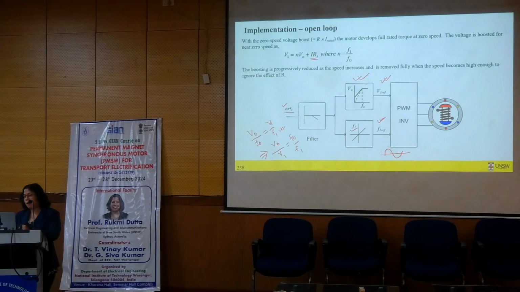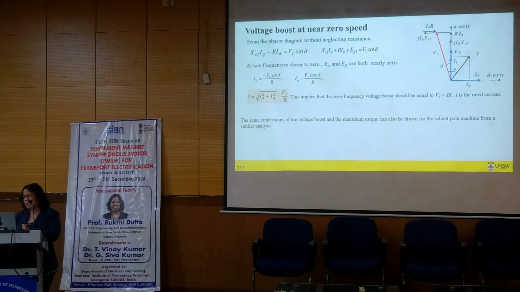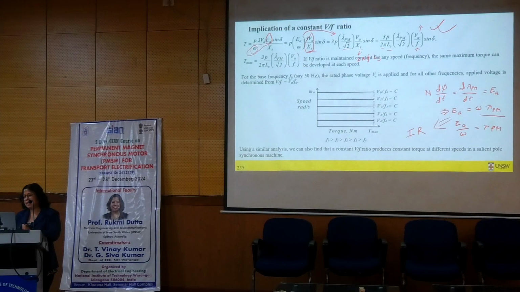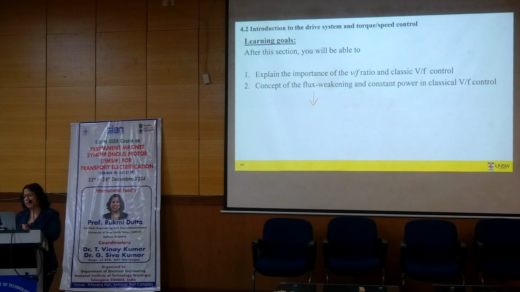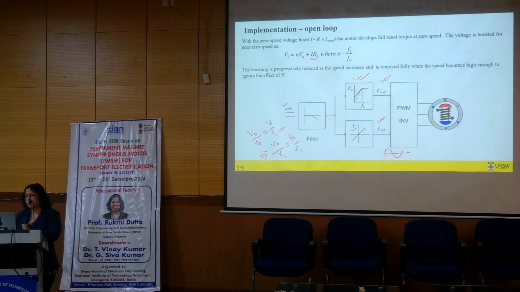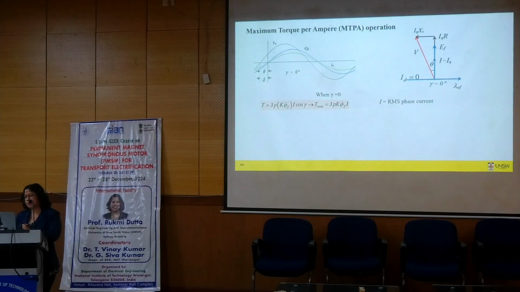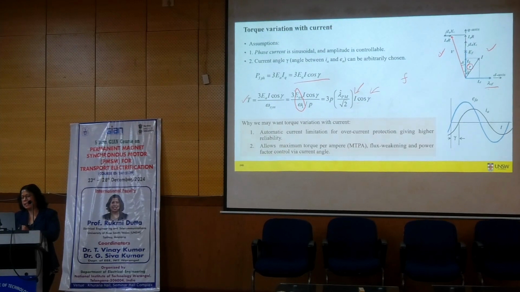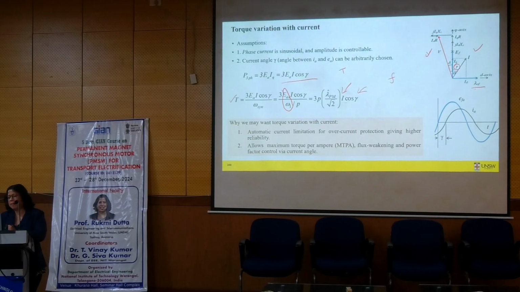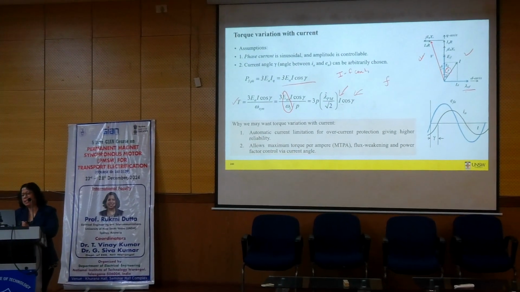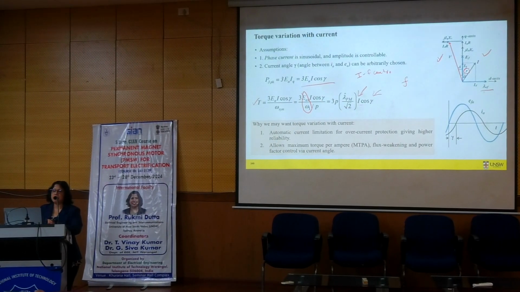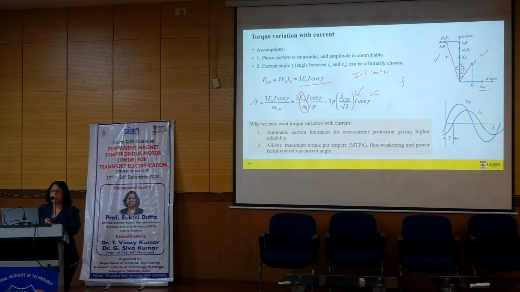V by F control, or in this current control one, sometimes this is also referred to as I by F control. Sorry, I'm going the wrong way. This one here. This control is sometimes referred to as I by F control, and the other one is called V by F control. So I by F or V by F control does not need encoder information, and they are good for small applications. They are fine, you can use them.